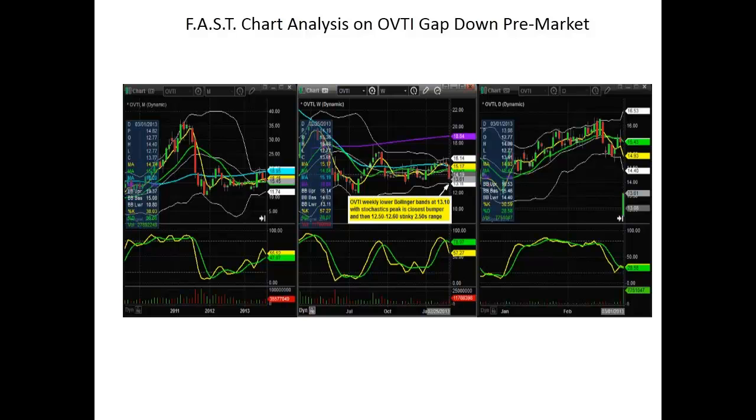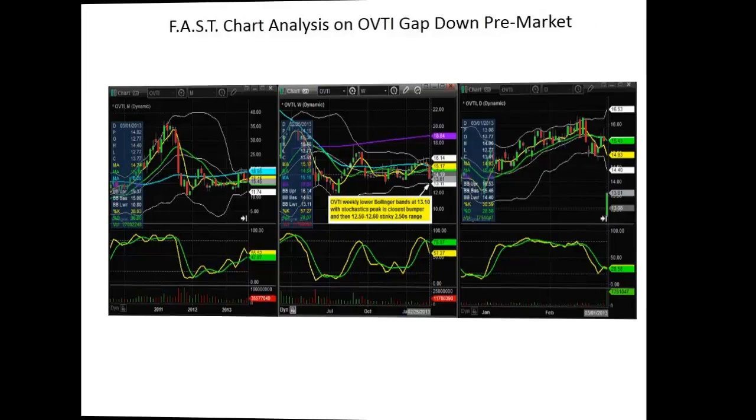And there's your fast track analysis. Pretty much done in about 30 seconds. So that's what we write down, and that's what we go into the open.